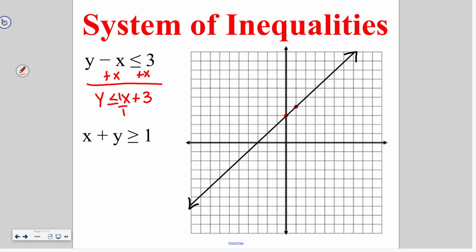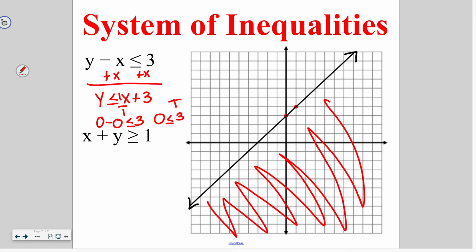So I'm going to want to plug in 0, 0. I would advise just doing it into the original equation. So I've got 0 minus 0 is less than or equal to 3. 0 minus 0 gives me 0 is less than or equal to 3. That is a true statement. So I am shading on the side with 0. Notice how I'm not putting too much shading into it, so that it'll be easier to see the overlap.